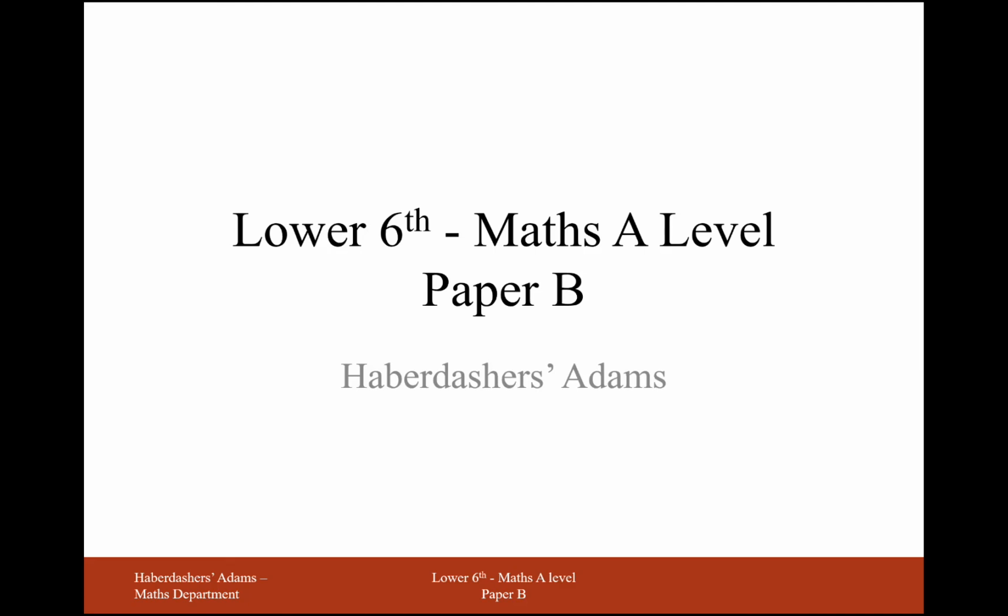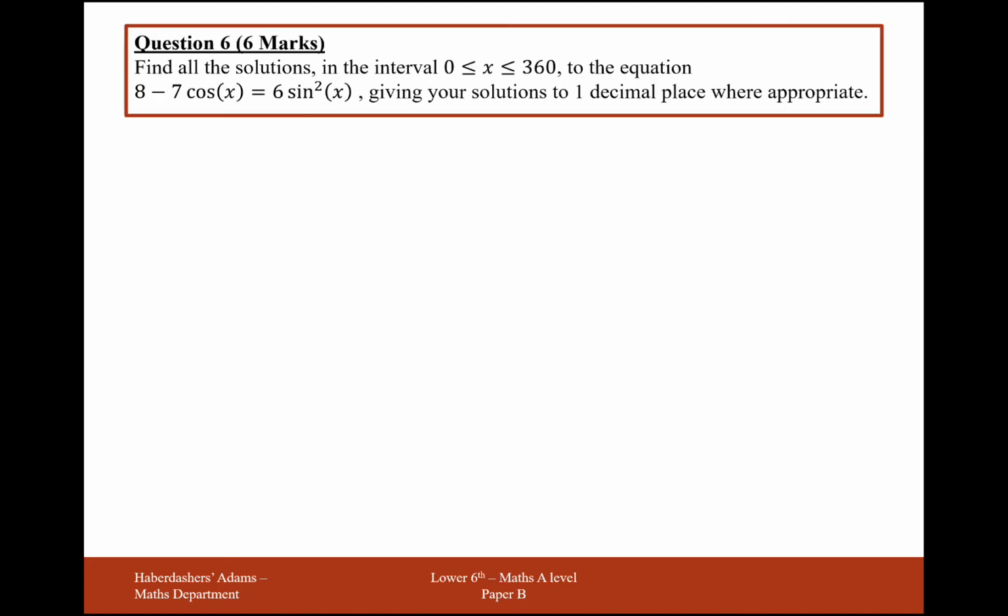Hello there and welcome to Lower 6 Maths A-Level Practice Paper B, and here we're working on question 6, a trigonometry question for 6 marks. Find all the solutions between 0 and 360 to the equation 8 minus 7 cos x equals 6 sine squared x, giving our answer to 1 decimal place where appropriate.